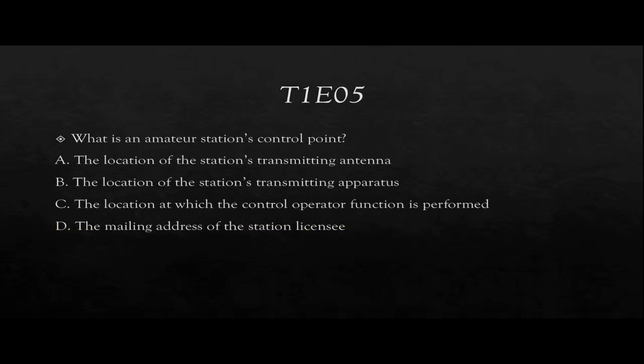Number 5. What is an amateur station's control point? A. The location of the station's transmitting antenna. B. The location of the station's transmitting apparatus. C. The location at which the control operator function is performed. Or D. The mailing address of the station licensee. And the correct answer is the location at which the control operator function is performed. C.